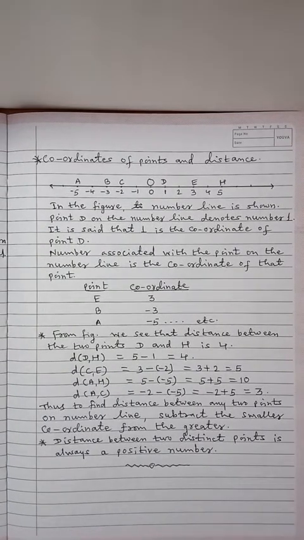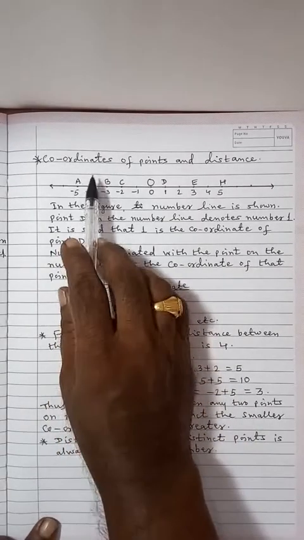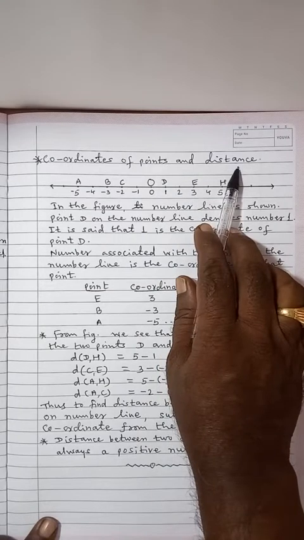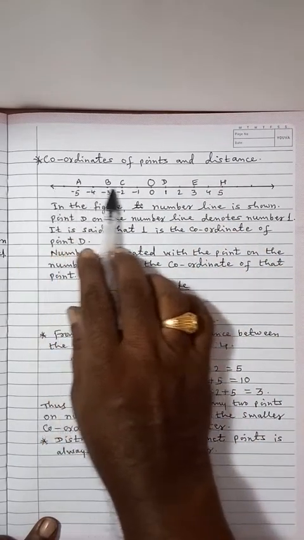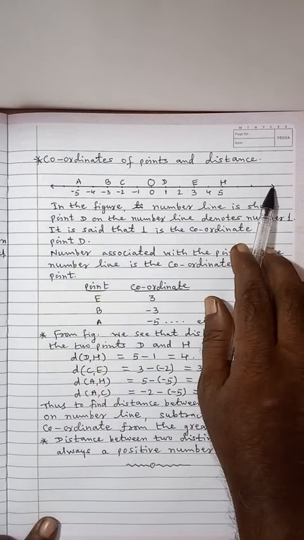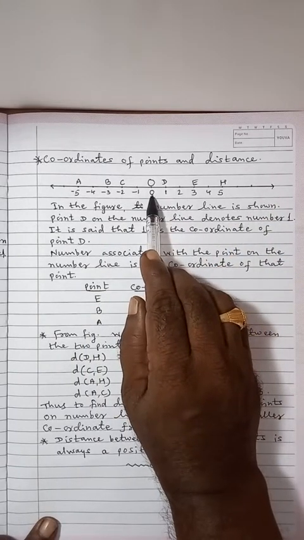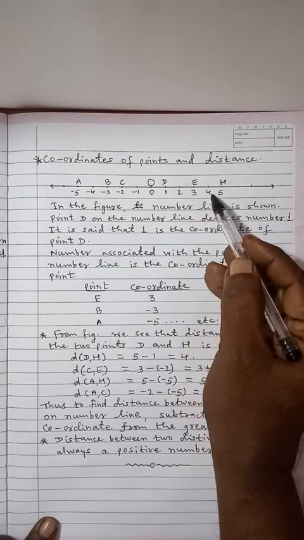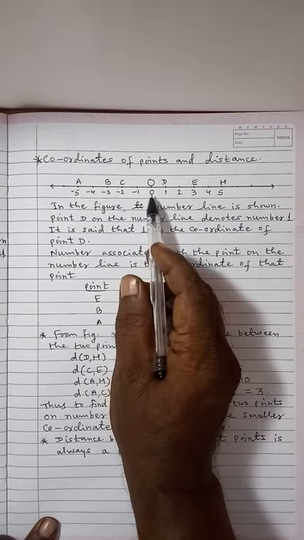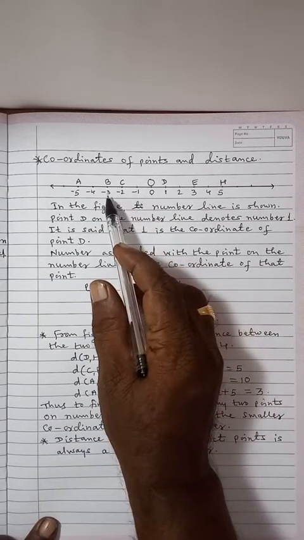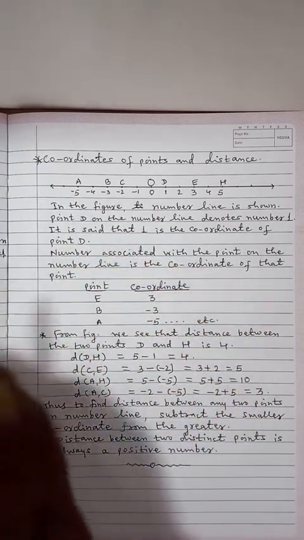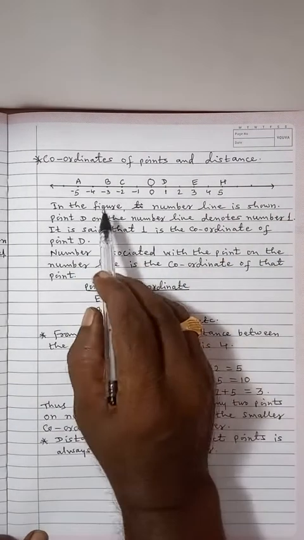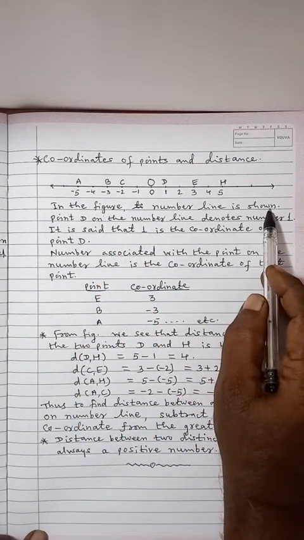Now we'll move to coordinates of points and distance. In the figure a number line is shown. Here it is number 0. On the right hand side positive numbers are there: 1, 2, 3, 4 and 5 and so on. To the left of 0 are negative 1, negative 2, negative 3 and so on. This is the number line.